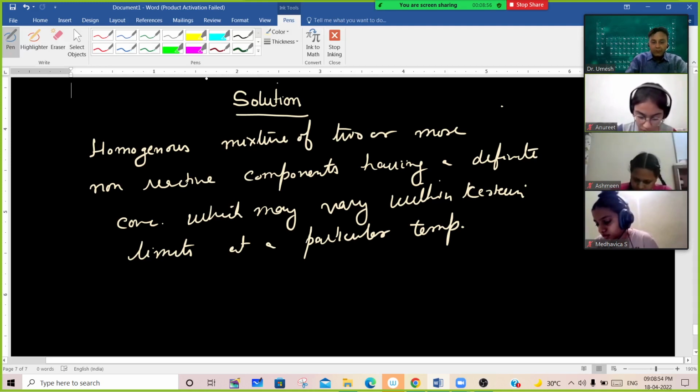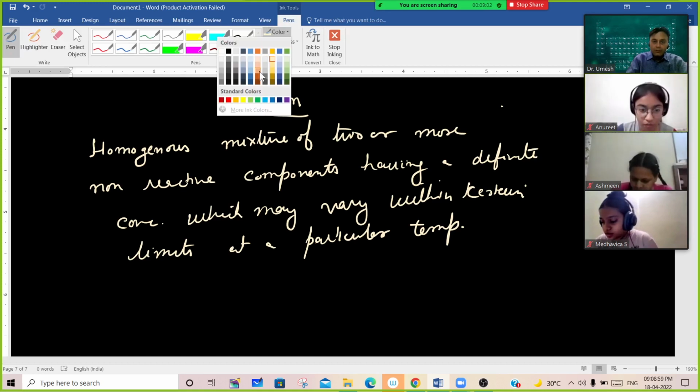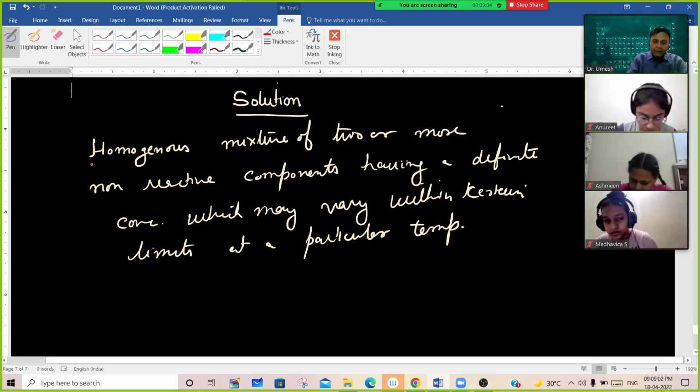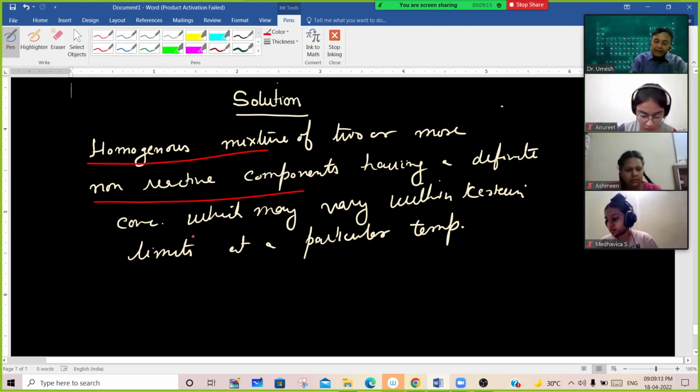Number one thing I am saying, it must be a homogeneous mixture. Two or more non-reactive elements or compounds. It should not be reactive. Sugar and water do not react. They just mix up with each other. Having a definite concentration, suppose I say 10% solution or 20% solution, but that may vary. We can make it diluted, we can concentrate it by heating, within certain limits.